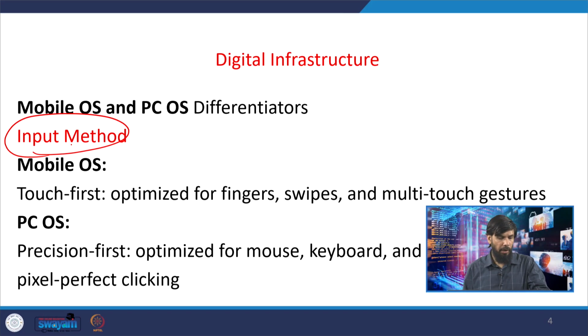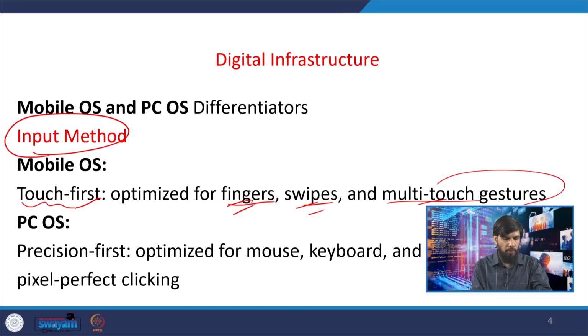Moving on, next is input method, right. If we look at the mobile operating system, you will see that it is touch first, because people might be using fingers, swipes, or there could be multi gestures. So, all these options are there, and therefore it is touch first and optimized for that kind of input interaction that can be there in case of smartphones.